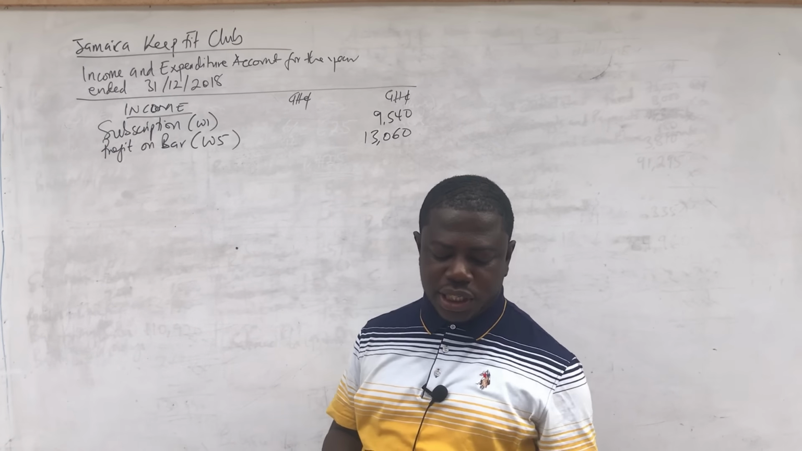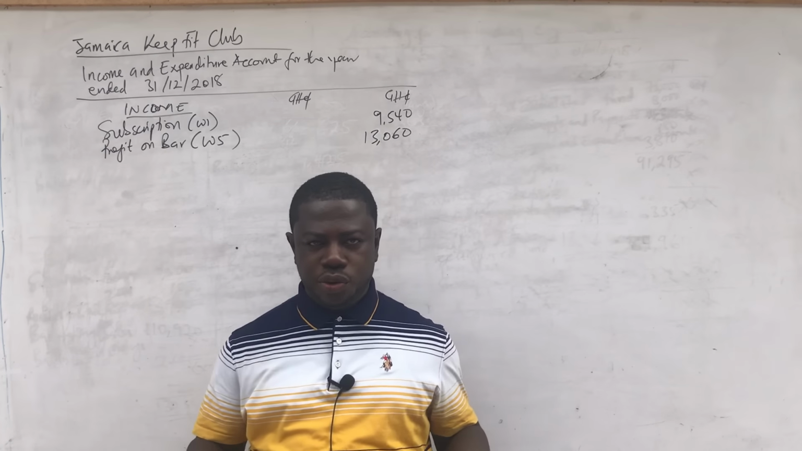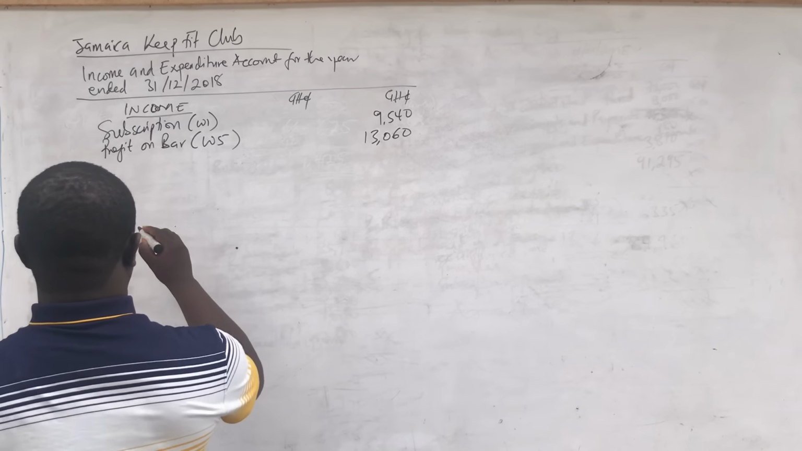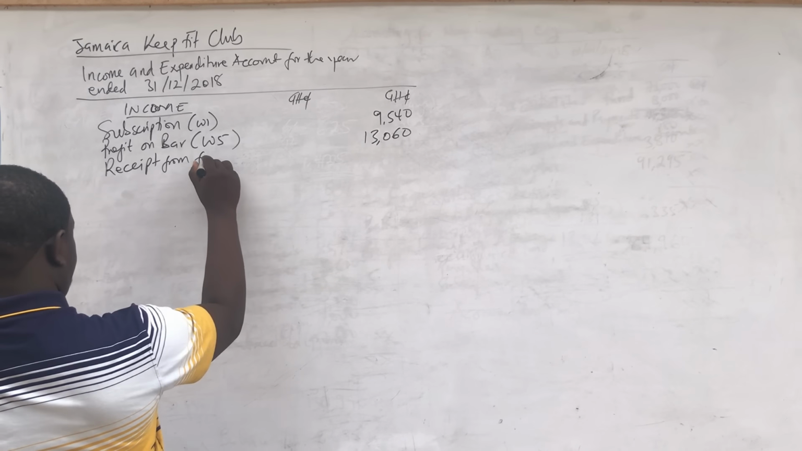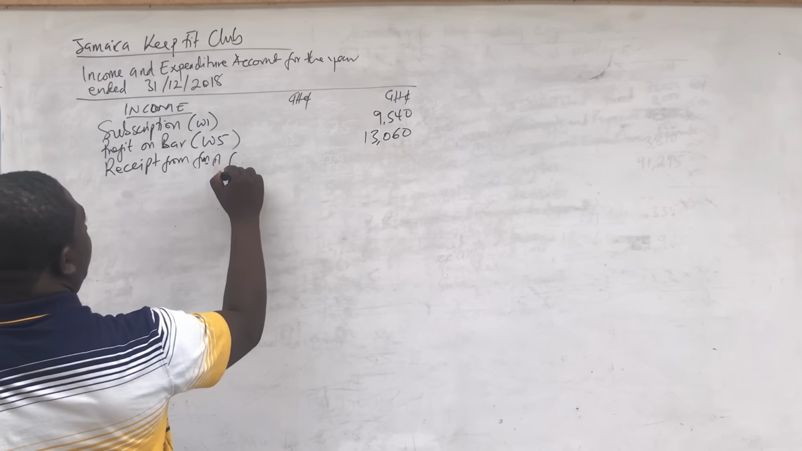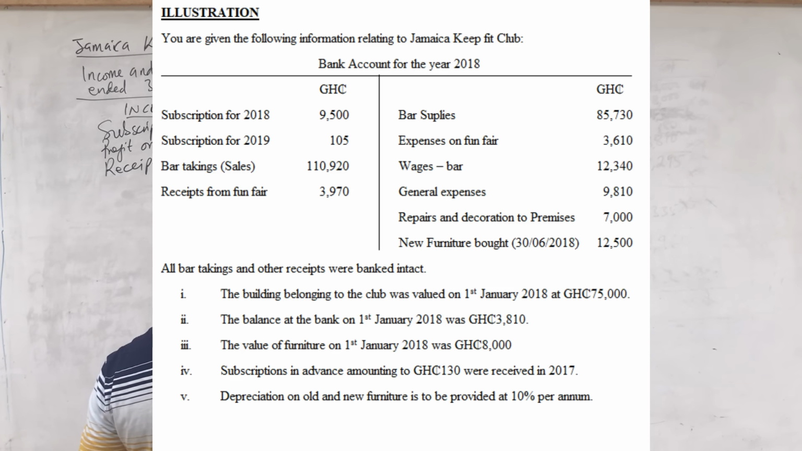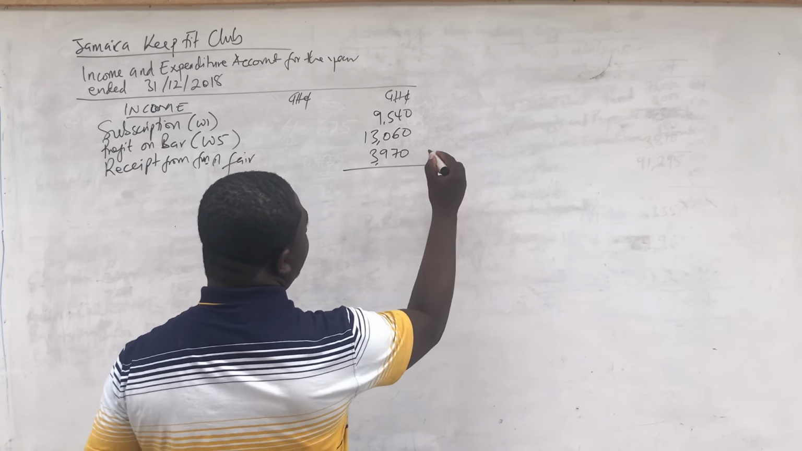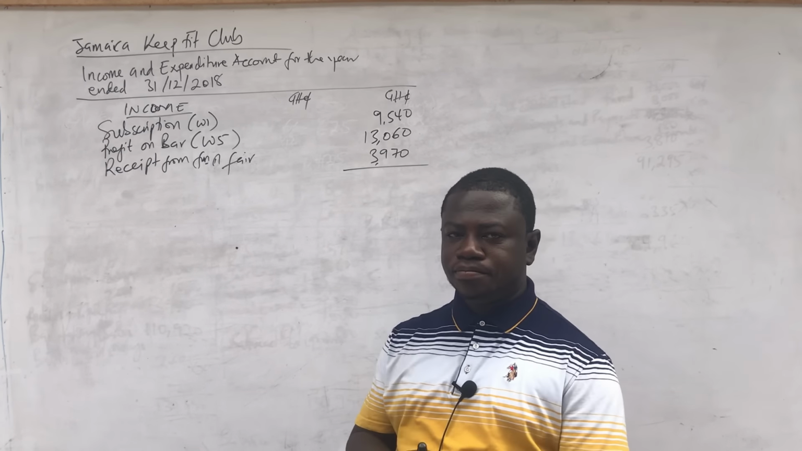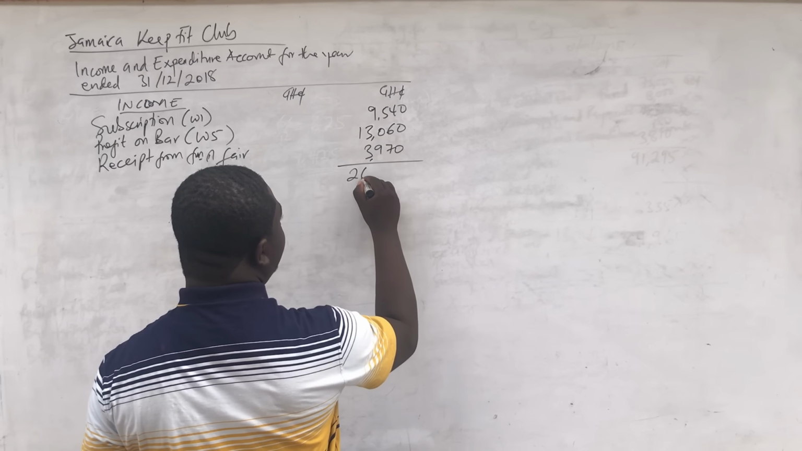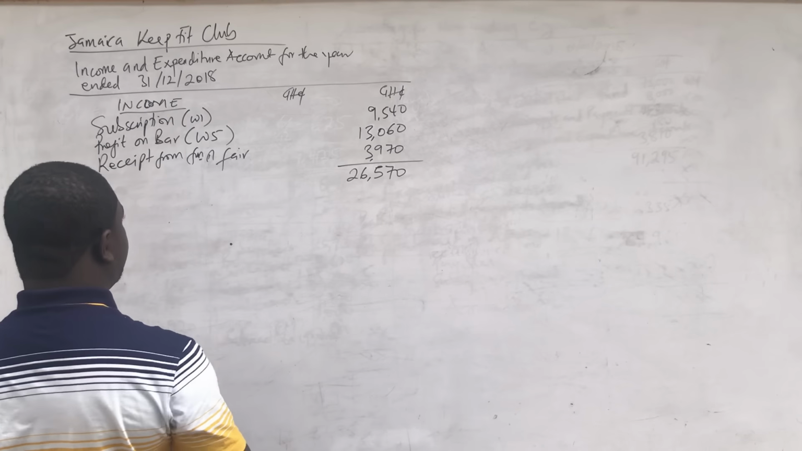And then there was a receipt from fanfare. Nothing was said about that. So we didn't do any workings on receipt from fanfare. So we are going to bring that as another income. So receipt from fanfare. And the figure for receipt from fanfare is 3,970. These are the only three income items that we have from the question. And so we have a total income of 26,570. So that is the total income.